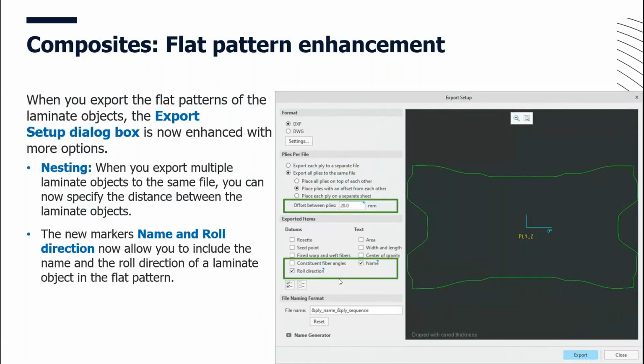You now also have an export box where I can export my multiple layers into one part, or export each ply to a separate file, or export them to the same file with a nesting so that not many parts overlap. I can also export my DXF remembering the roll direction, because some materials have a certain direction, other ones don't. And so this is also a cool one to have.